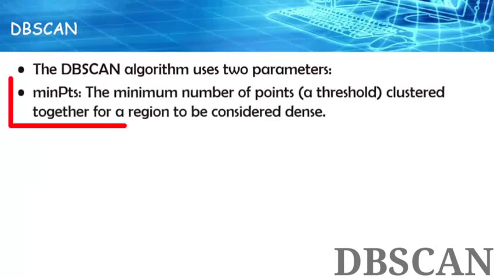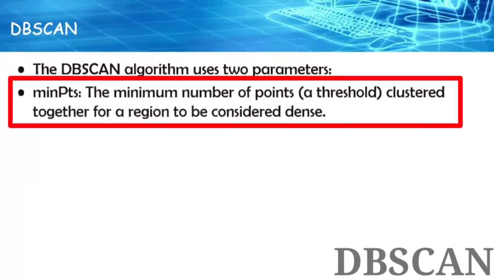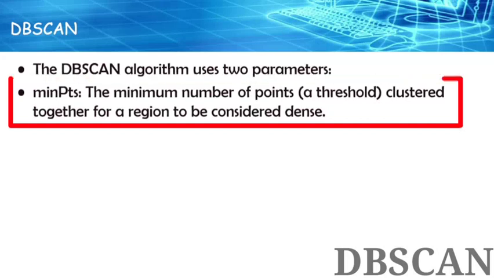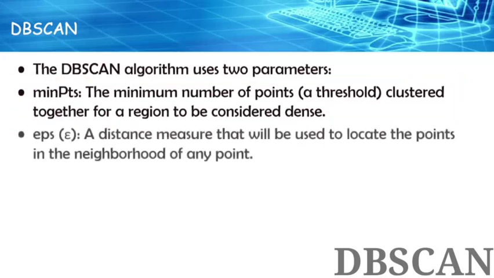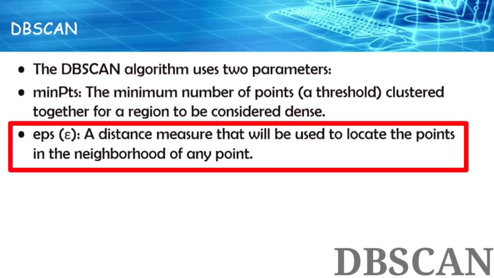The first one is minimum points. So the minimum number of points, or it can be considered as a threshold, that are clustered together for a region to be considered as dense. Okay, so then only it is considered as dense. And next is eps, epsilon, the symbol is like that. It is a distance measure that will be used to locate the points in the neighborhood of any point.